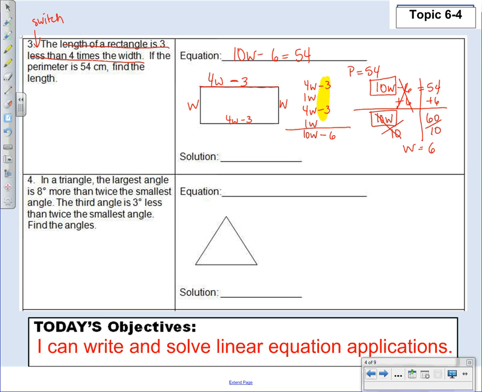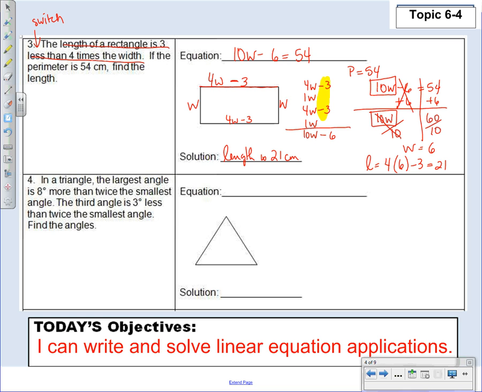The last step, the most important one though, is answer the question. So when we answer the question, what is the length? Our length is equal to 4 times W, so 4 times 6 minus 3. 4 times 6 is 24, minus 3 is 21, so our answer is the length is 21 centimeters.